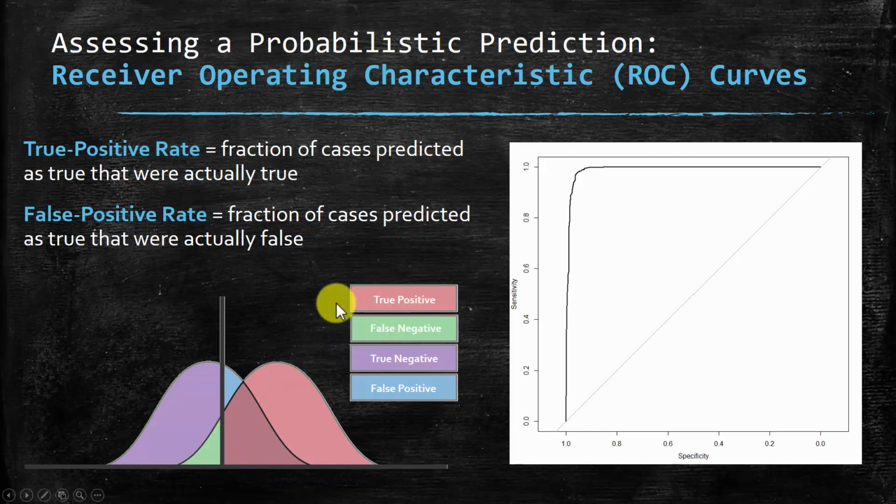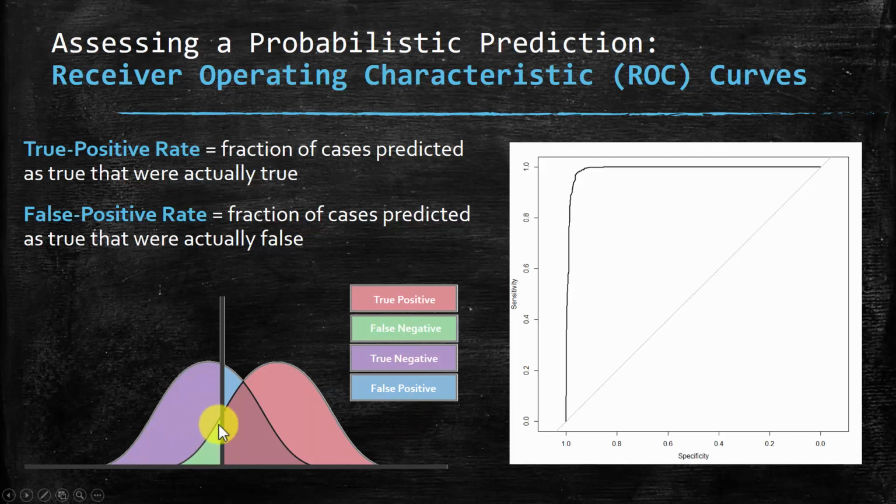Okay, so the true positive rate is pretty simple. That's just the fraction of the cases that were predicted as true that actually were true. So they were true, and we were correctly saying that they are true. And the false positive rate is the fraction of cases predicted as true that were actually false. So that would be this set here versus this set, which would be the true positive rate. Let's start with true negative. The true negative is the ones that were false and were called false, whereas the false negative were true, but they were called false.